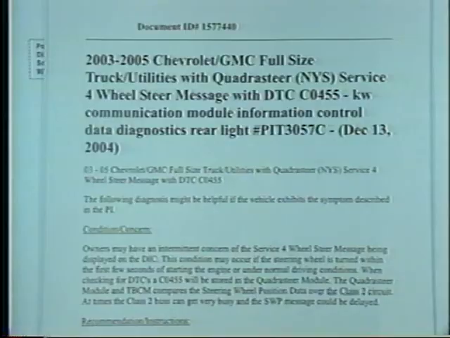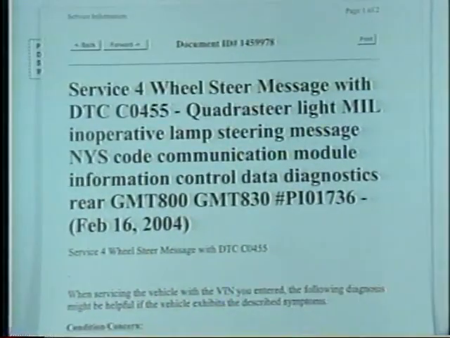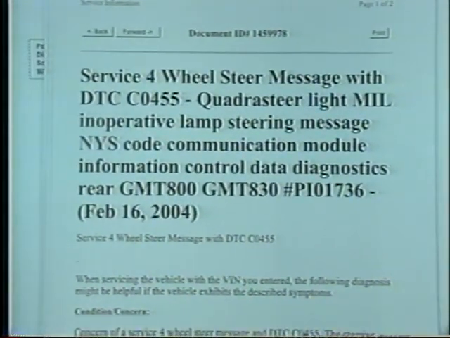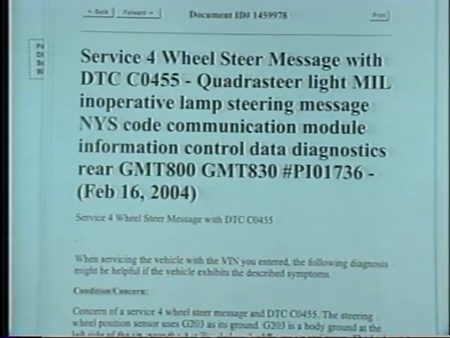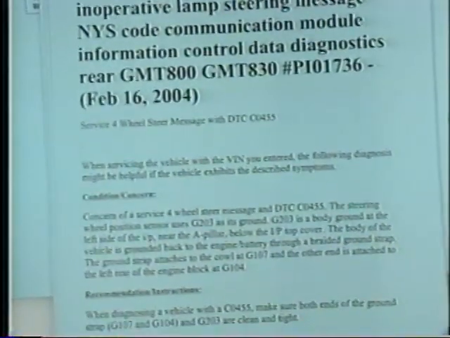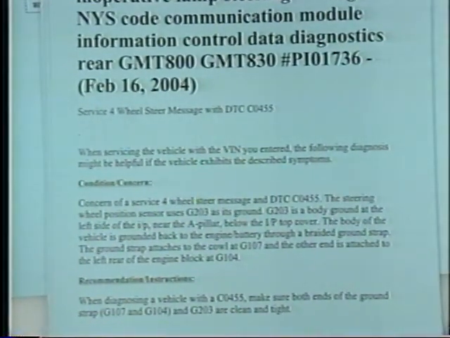And one final one here. Let's take a look at the last one. Another PI 01736. And here again, if you encounter the C0455 trouble code, you may want to look this up, okay? It has to do with grounds. There's a few grounds that could be at fault causing the 455: G203, D107, and D104. Three grounds that could be causing the issues there, okay, of that 455 code.